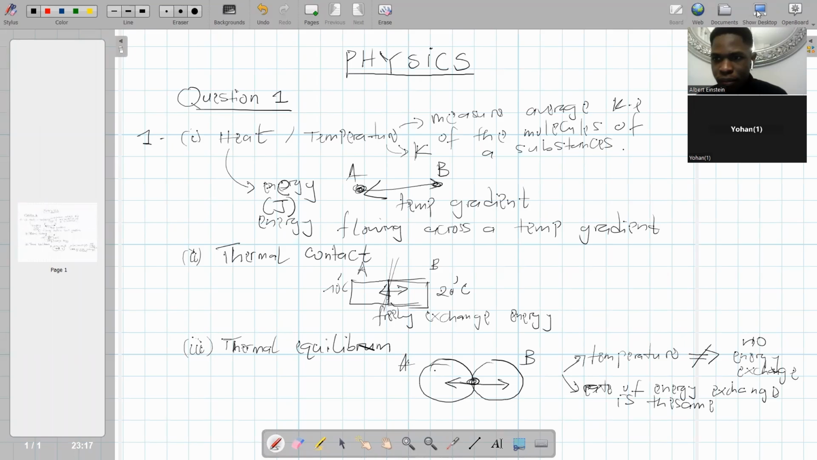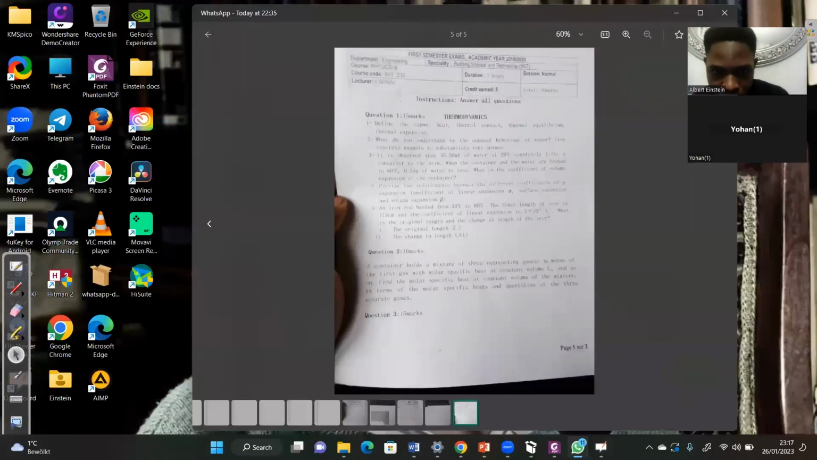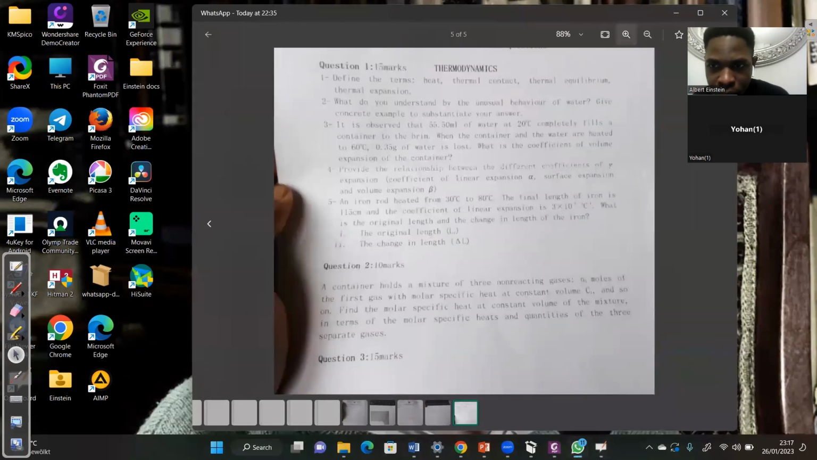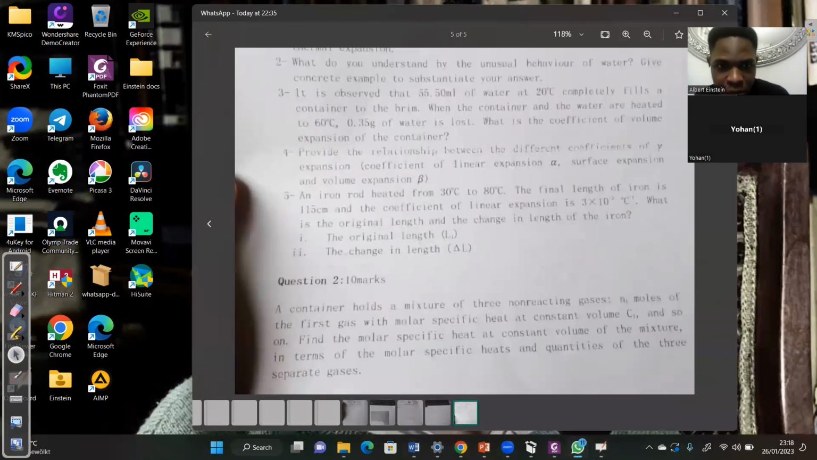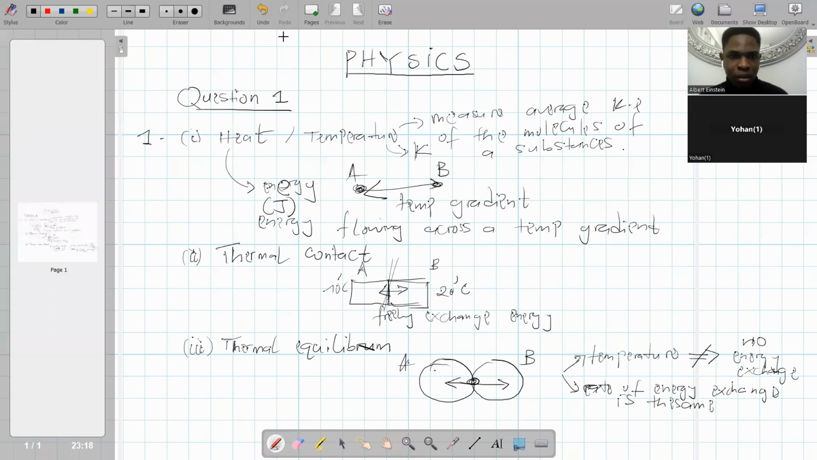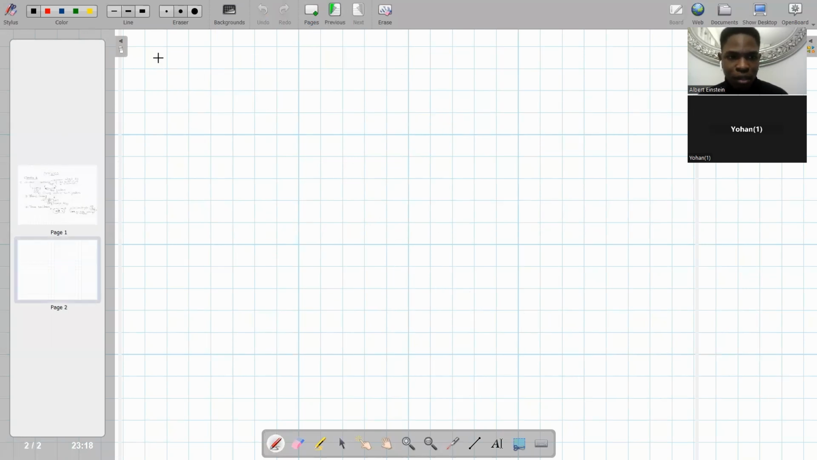Okay, number two. What do you understand by the unusual behavior of water? Give a concrete example to substantiate your answer. This is a very good question. I think in Ordinary Level, maybe if you remember, water has an unusual behavior. Yes, water has an abnormal behavior.